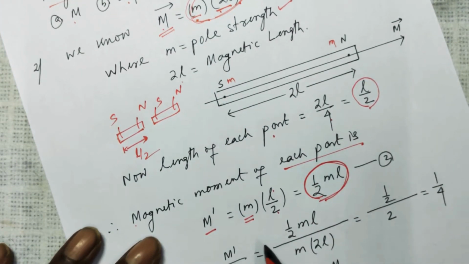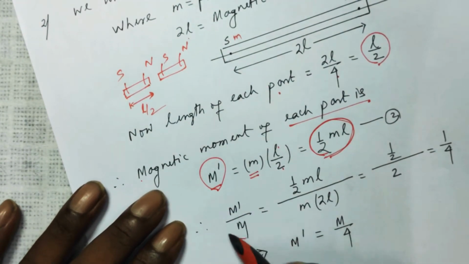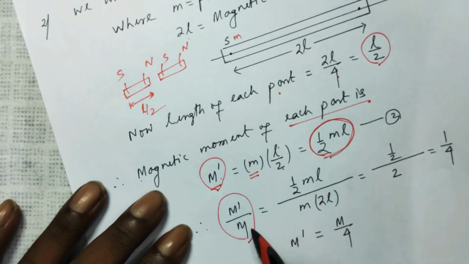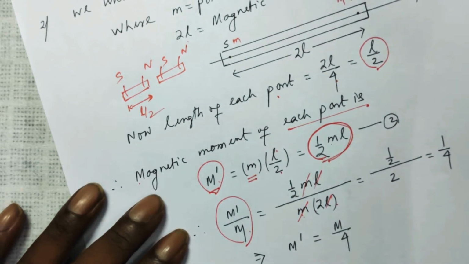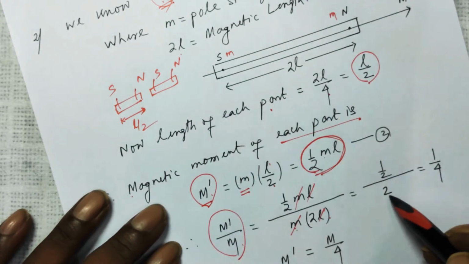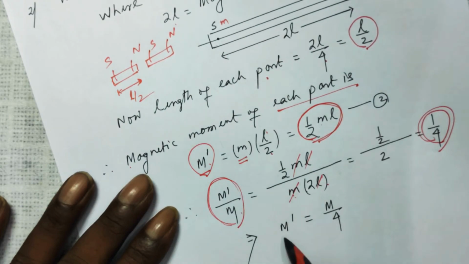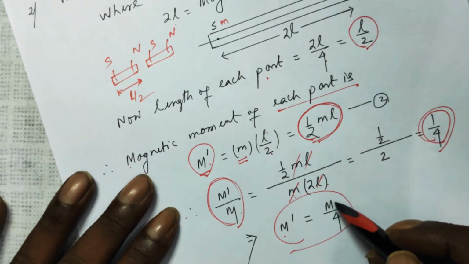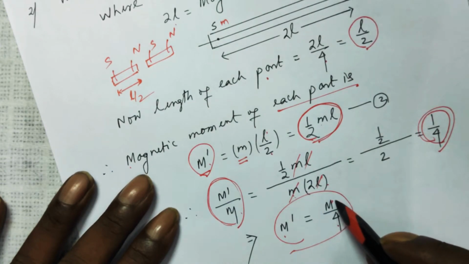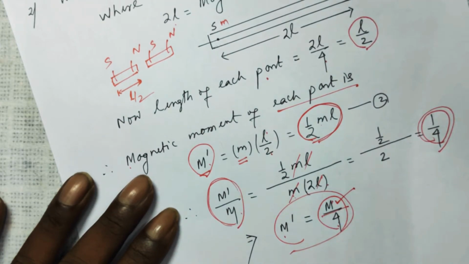So let us divide M dash by M and put their values. So M dash over M, for M dash I write half ML, for M I write M times L. The M cancels, the L cancels. So this becomes half over 2, that is equal to 1 by 4. So cross multiply, you get M dash is equal to M by 4. So the new magnetic moment of each part becomes M by 4, meaning the magnetic moment before breaking divided by 4, meaning 1/4 of the previous one.